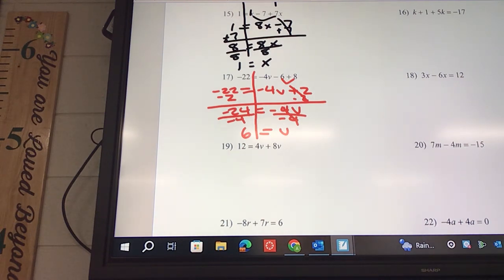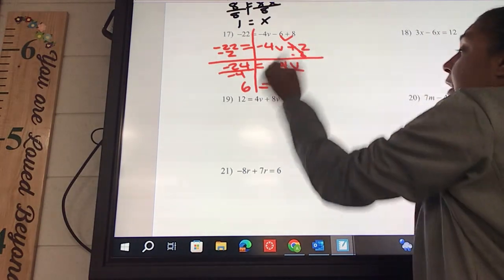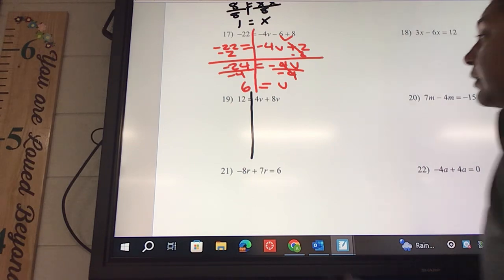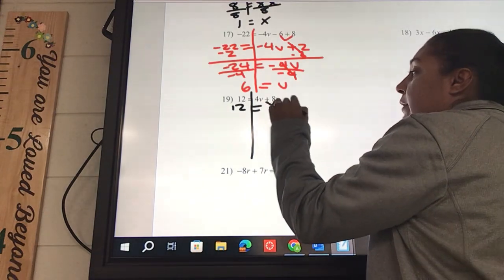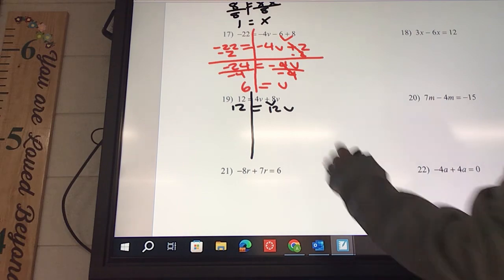Okay, 19. How many pieces are on the left? 1. How many are on the right? 2. So when I say you can't have any more than 2, you can have 1 or 2, but no more than that. But if you look at those, they both have a v, yeah? So that means we can put them together. So you're going to get 12 equals, and when we put these two together, 12v. Do those guys have a third wheel? No. So they just went on a date by themselves, but it didn't go so good, so they're going to break up.